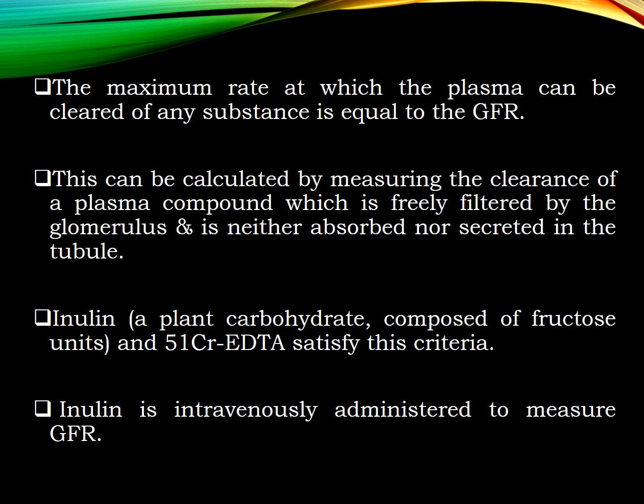The maximum rate at which the plasma can be cleared of any substance is equal to the glomerular filtration rate, that is the GFR value. This can be calculated by measuring the clearance of a plasma compound which is freely filtered by the glomerulus and is neither absorbed nor secreted in the tubule sections. For example, inulin and 51 chromium EDTA satisfy this criterion, that is they are not absorbed or secreted in the tubules. And inulin is intravenously administered to measure the glomerular filtration rate.